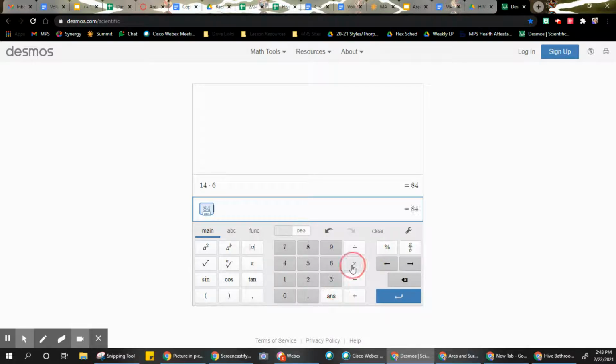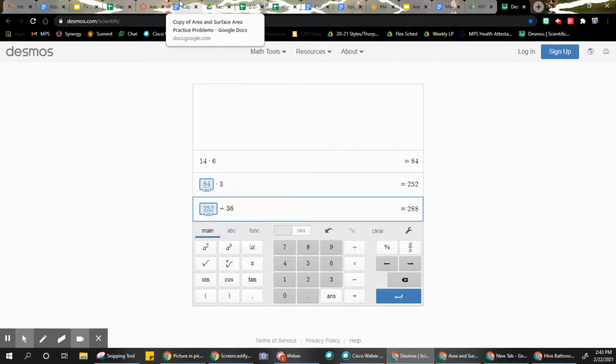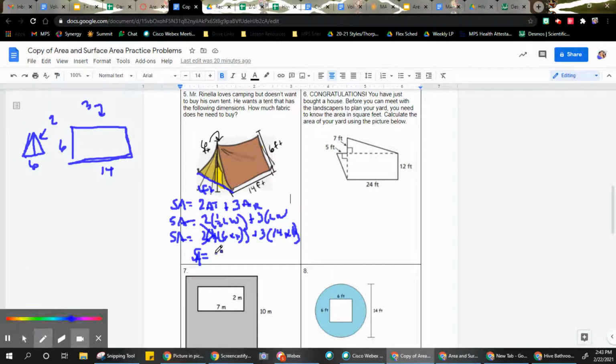Then if we take that answer and multiply by 3, because we have 3 rectangles, we get 252. If we take that answer and add our 36 for our triangles, we get 288. So go back here. Our surface area is 288 square feet. So he's going to need 288 square feet of fabric. Okay.